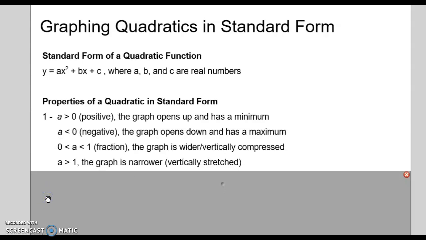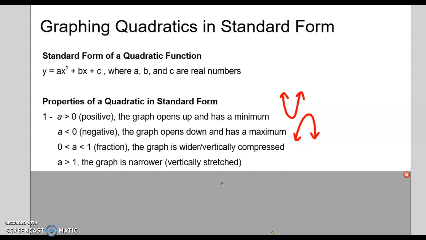the number in the front, or a, so whatever number is in the front of x squared, if that number is positive, the graph opens up and has a minimum. So it looks like a U, like an actual U. If a is negative, just like with transformations, that graph's going to open down because it's reflected. So it's going to be an upside down U.